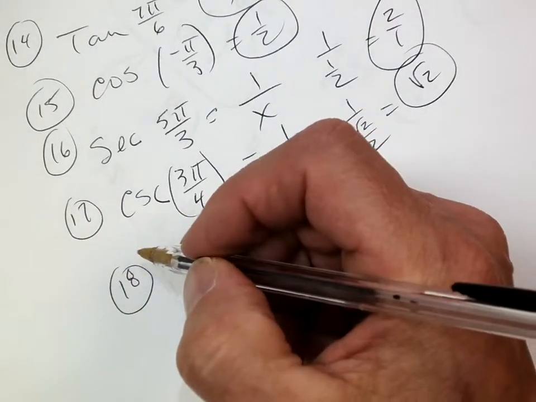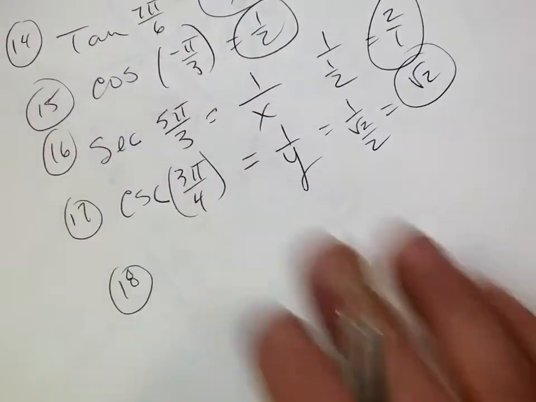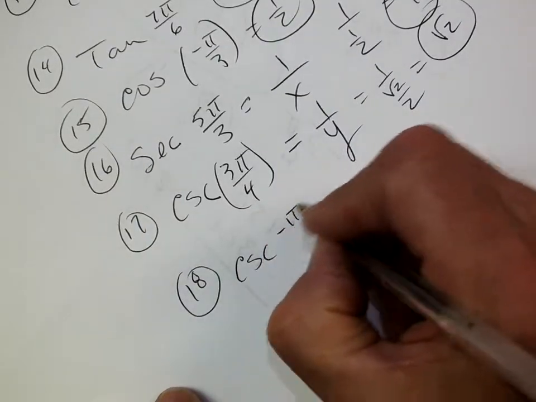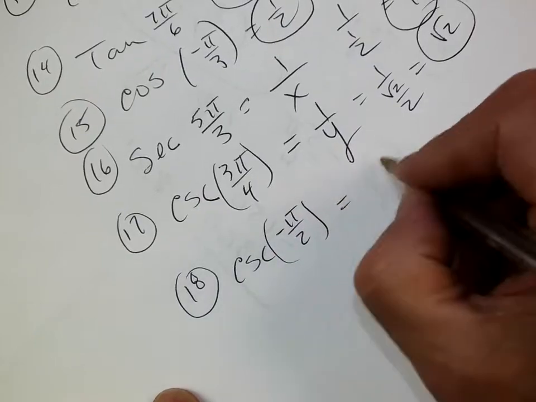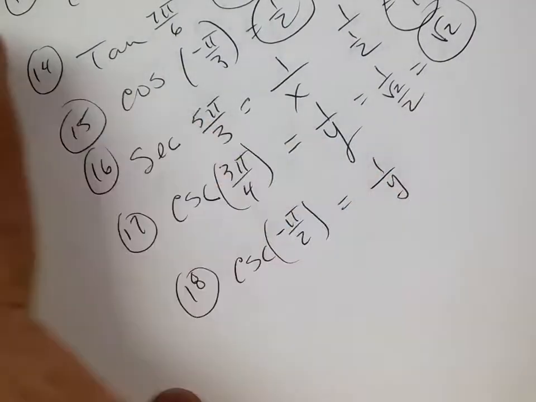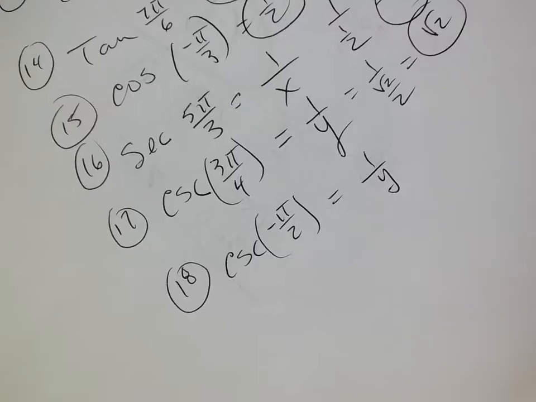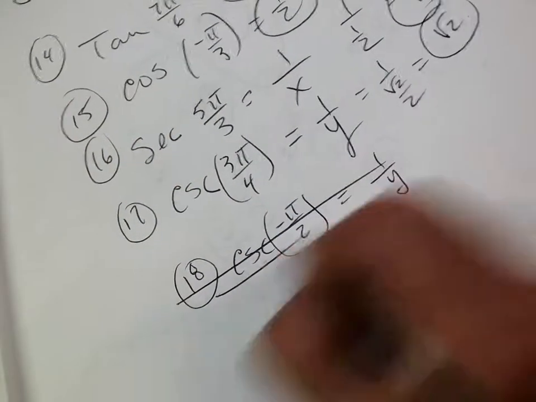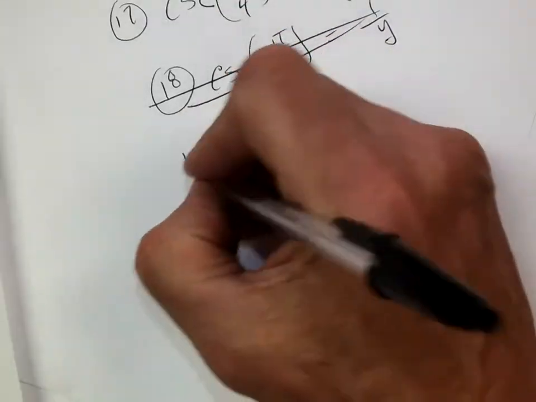18. 18 is cosecant negative pi halves, which is 1 over the y value. So negative pi halves. You're doing 19. Am I doing the wrong one? You're doing 19. Oh, doggone it. Okay, let's do 18. Thanks, Marie.